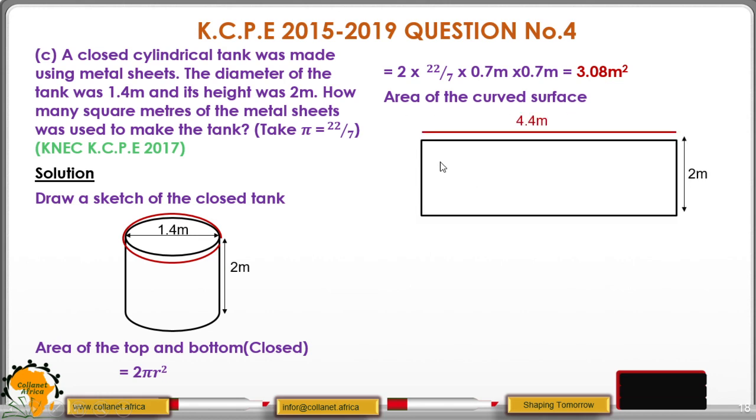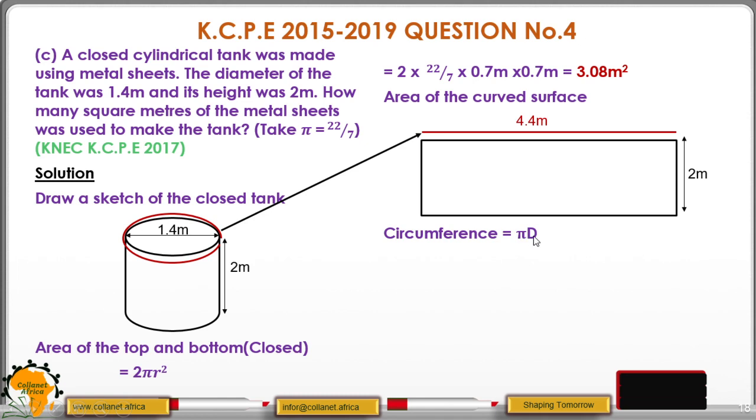Then area of the curved surface. So the curved surface is this part, okay? And it is good to look at this part, the circular part. If opened up, it will give you that. So how do you get the length here? The length here will be obtained by getting the circumference of this circle, or the top.